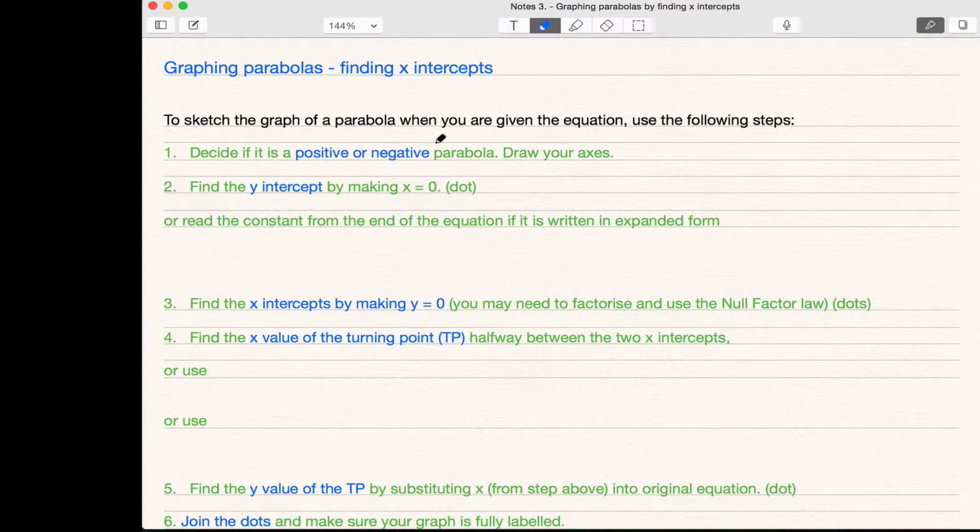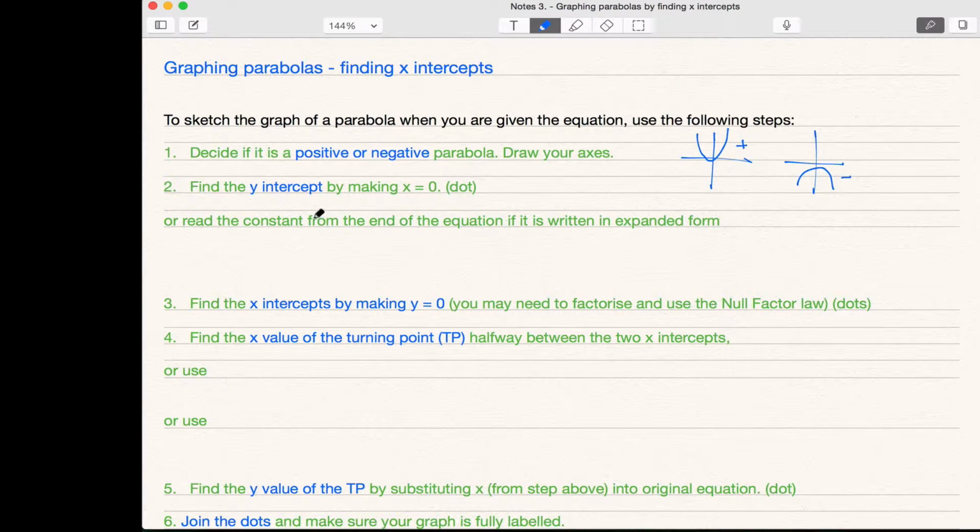To sketch a graph of a parabola when you are given the equation, use the following steps. Number one, you need to decide if it is a positive or a negative parabola. If it's a positive, it's going to look like a happy face. If it's a negative, it's going to look like a sad face. And then you need to draw your axes. So draw them nice and big on your piece of paper next to your working so you can fill in all the dots and all the things you need to add to it.